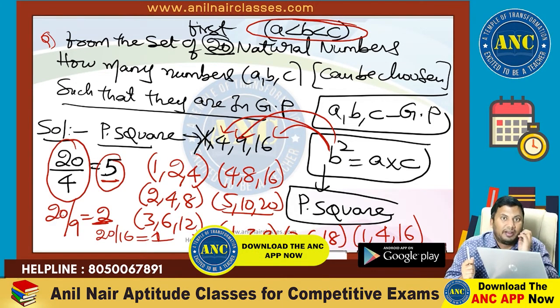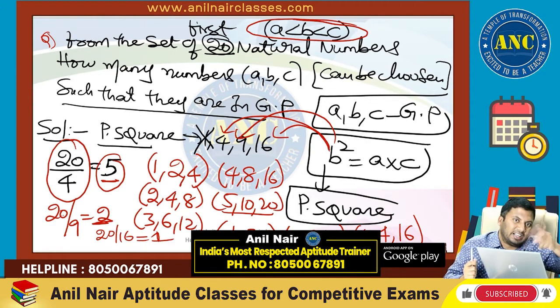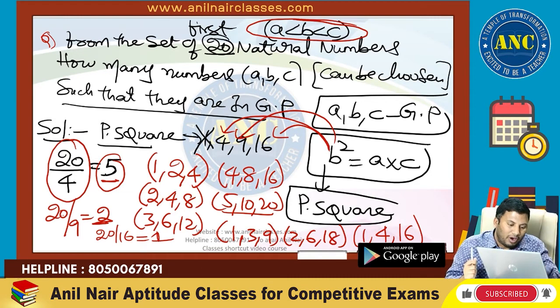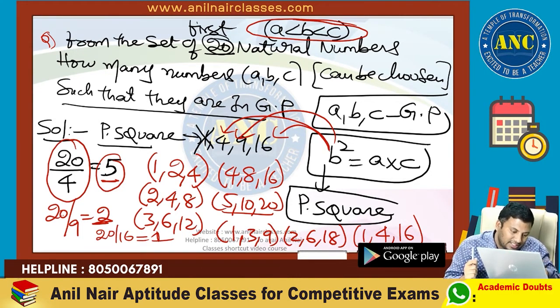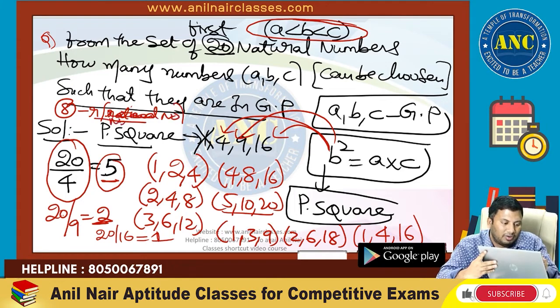What are these 5? These 5 say that there are 5 basic or derived triplets where B value is 2: 1, 2, 4; 2, 4, 8; 3, 6, 12; 4, 8, 16; 5, 10, 20. Similarly, 20 by 9, 20 by 16. 5 plus 2 plus 1, I got 8 values where R is a natural number. Then we will do rational number.